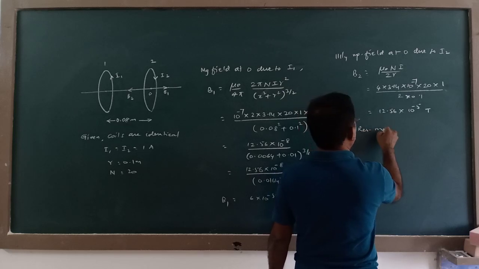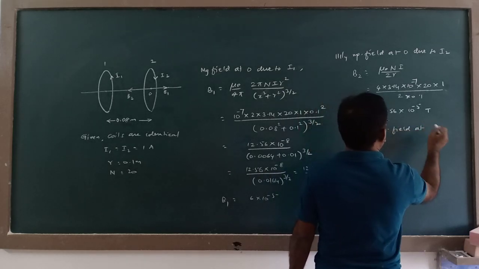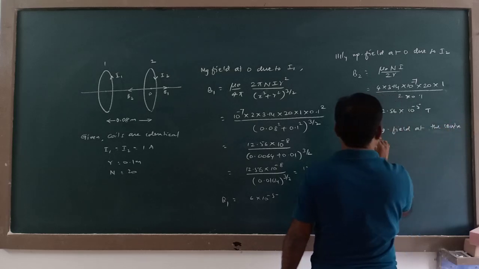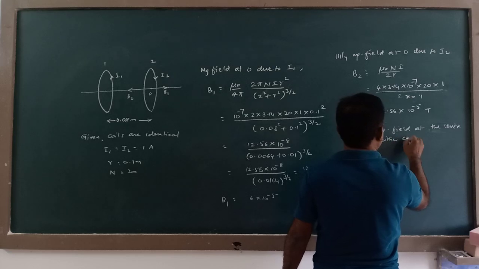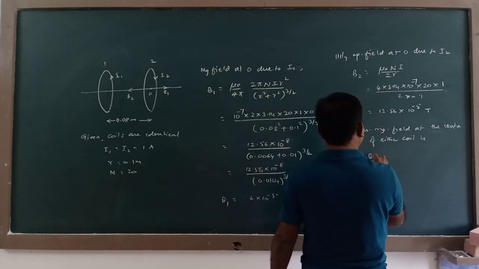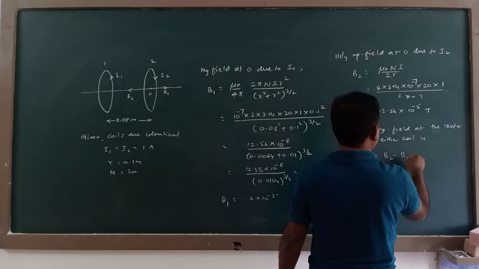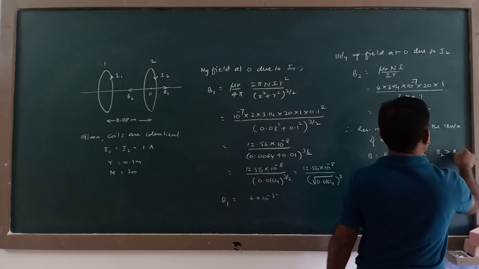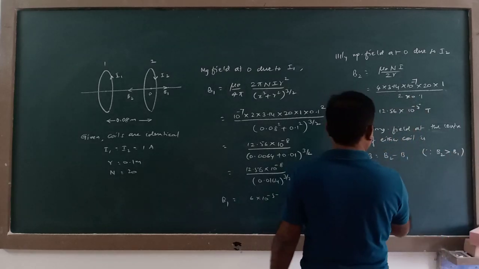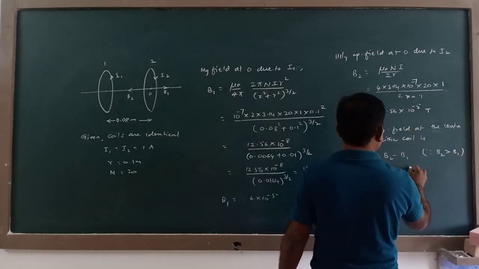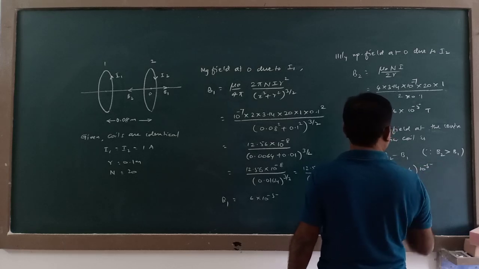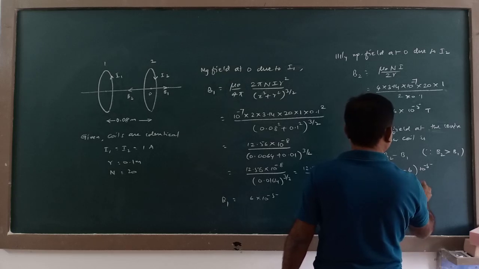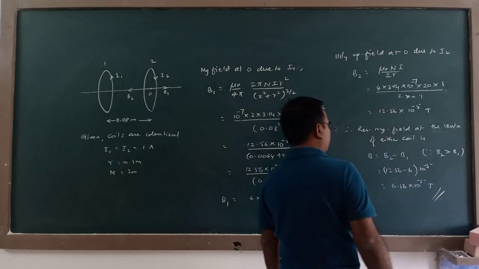Therefore, resultant magnetic field at the center of either coil is B is equal to B2 minus B1, since B2 is stronger than B1. So this is 12.56 minus 6, 10 to the power of minus 5. So you will get nearly 6.56 in 10 to the power of minus 5 Tesla.